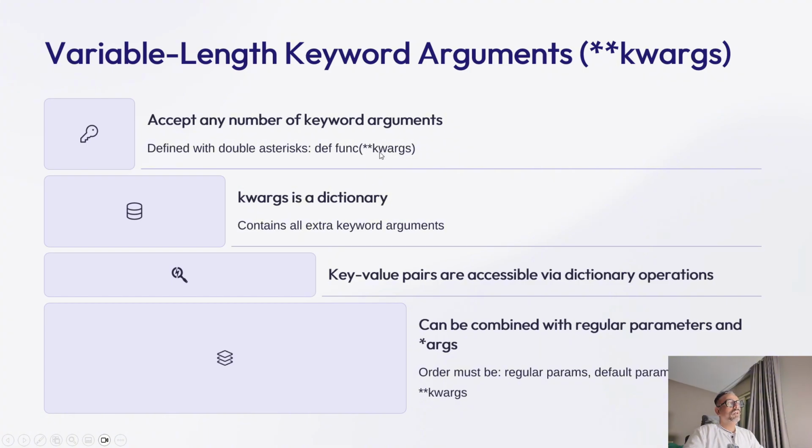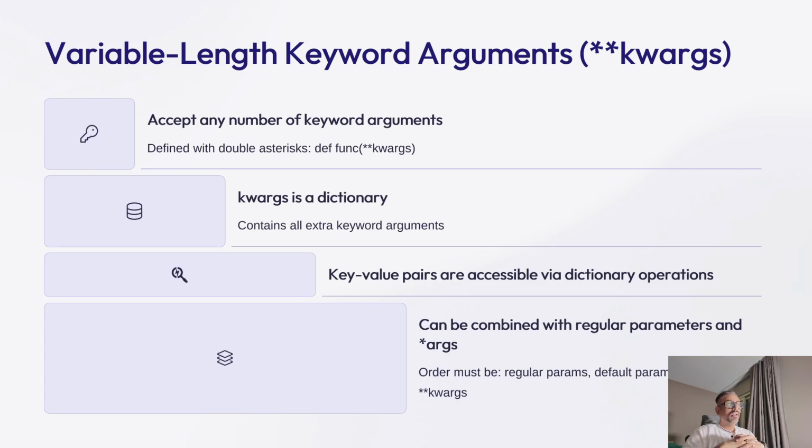asterisk kwargs. So it is denoted by this format, and the double asterisk before a parameter name collects all extra keyword arguments into a dictionary. This creates an extremely flexible function that can handle arbitrary settings.